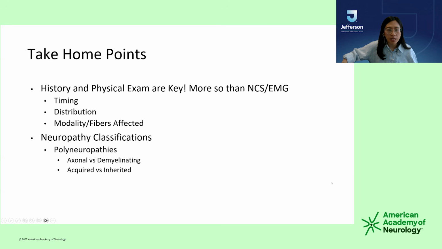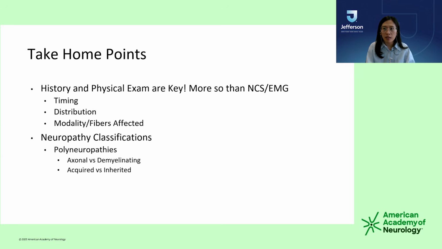So some take-home points: your history and physical exam are still what is most important. The EMG will help guide you, but we've all had those circumstances where sometimes the EMG doesn't seem to quite fit what we think is going on. In those cases, you should go back to the history and physical exam and really hone in on details, and see if maybe that nerve conduction study needs to be repeated, or if there is something else that's missing.